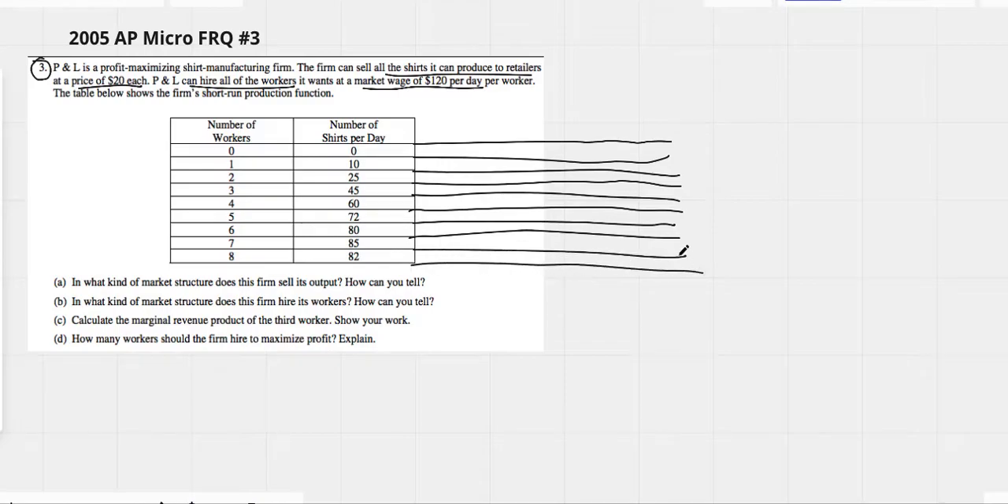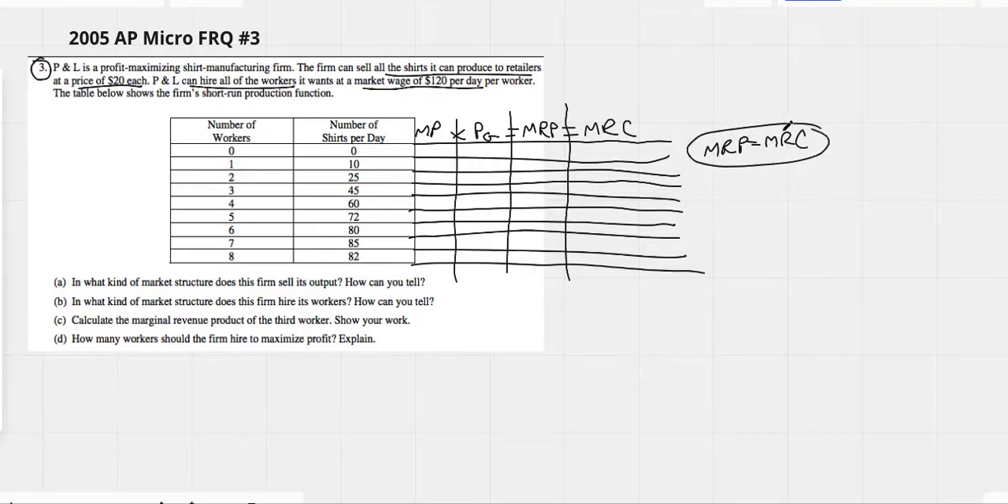All right. Then we're going to separate these, and we understand that our formula is marginal product times the price of the good that's sold is going to equal the marginal revenue product. We want that to equal our marginal revenue cost because we know the firm hires where marginal revenue product equals marginal revenue cost. So that's our profit maximizing point of labor. Notice that the number of shirts per day is the total product. They could call it output. They could call it quantity, whatever. It is the total product produced as we add workers.